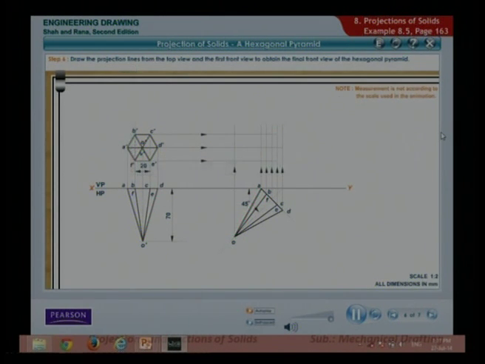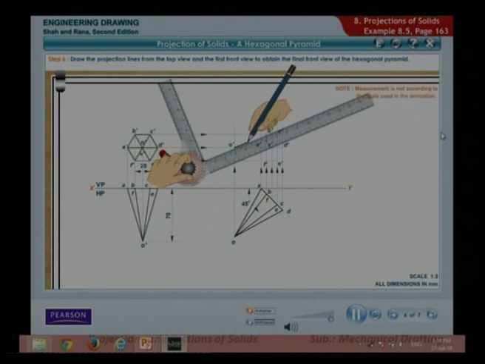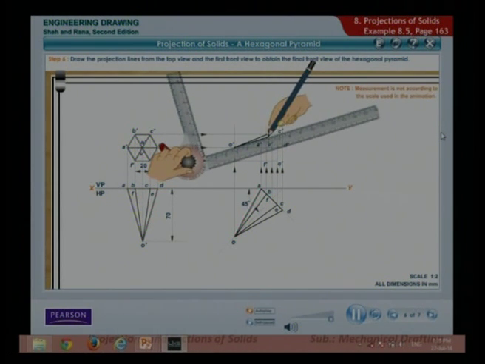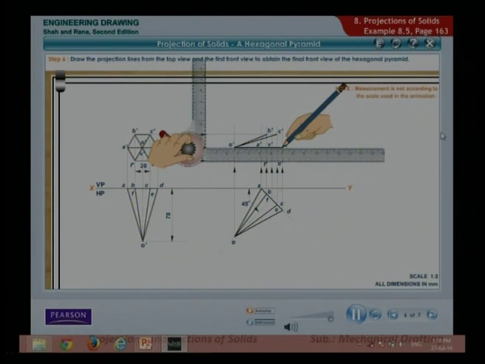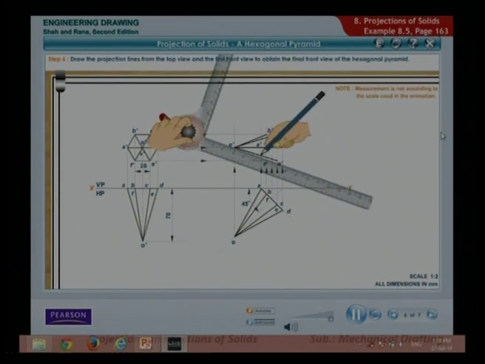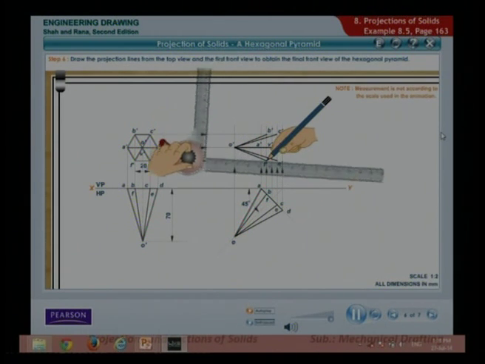Intersection of projection lines of A and A dash represents A dash, B and B dash as B dash, C and C dash as C dash, D and D dash as D dash, E and E dash as E dash, and F and F dash as F dash. Now, join points B dash, C dash, D dash, E dash, and F dash to O dash.